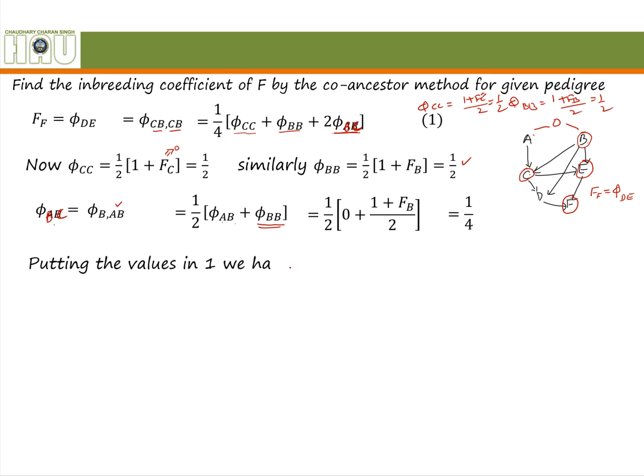And if I substitute the values of phi BC, phi CC, phi BB in equation 1, I'll get F of F as 1 by 4. Half is the value of phi CC, half is the value of phi BB, and 2 times 1 by 4 is the value of twice phi BC. If I substitute this and simplify it, I will get 3 by 8. This is my coefficient of inbreeding. So you can find out the coefficient of inbreeding using the co-ancestor method for any pedigree.